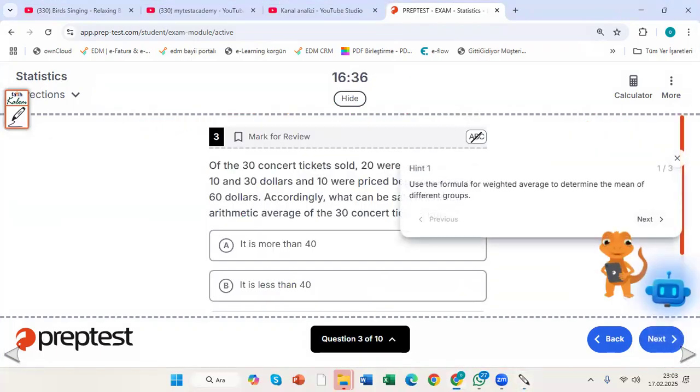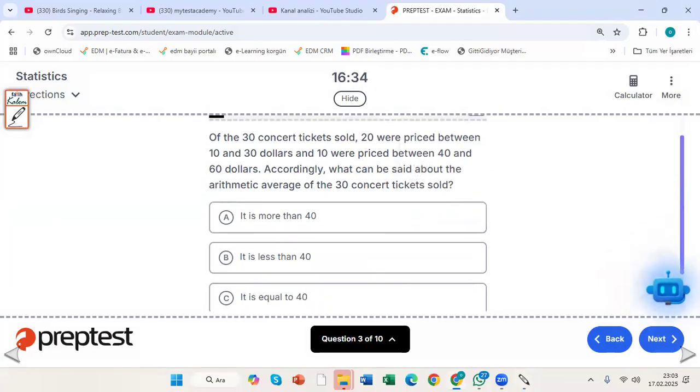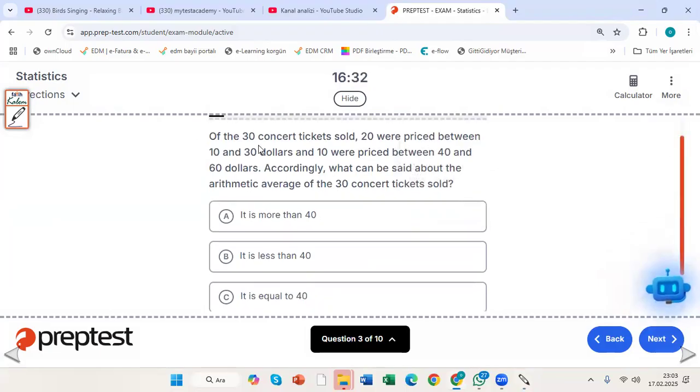So let's check another question. Right now, of the 30 concert tickets sold, 20 were priced between $10 and $30, and 10 were priced between $40 and $60. Accordingly, what can be said about the arithmetic average of the 30 concert tickets sold?